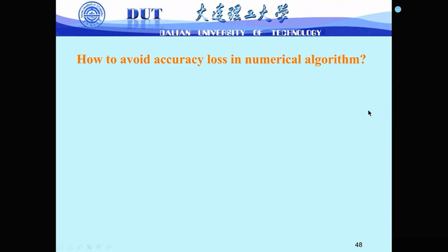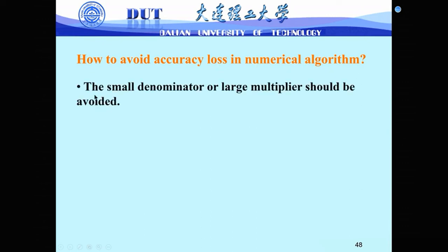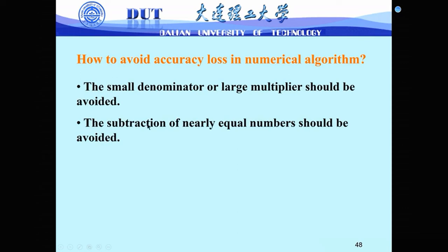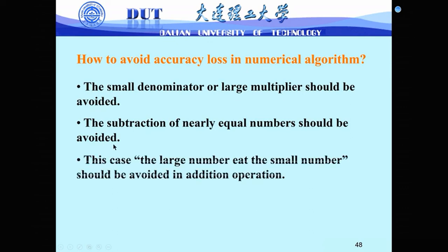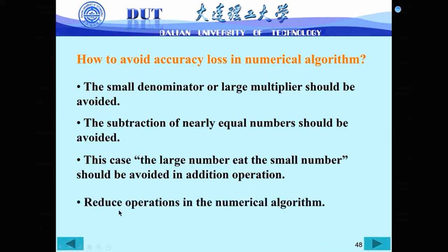Okay, in conclusion, how to avoid accuracy loss in numerical algorithms? First rule, the small denominator or large multiplier should be avoided. The second rule, the subtraction of nearly equal numbers should be avoided. And the case of the large number eating the small number should be avoided in addition operations. And also, we need to reduce operations in the numerical algorithms.